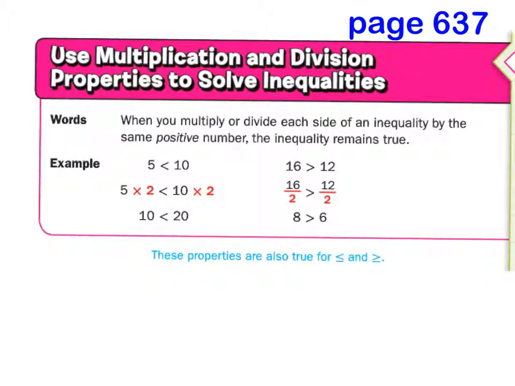The same for division. If I divide 16 by 2, I get 8. And if I take 12 divided by 2, I get 6. And 8 is still larger than 6. And of course, this is also true for the greater than or equal to and less than or equal to signs as well.